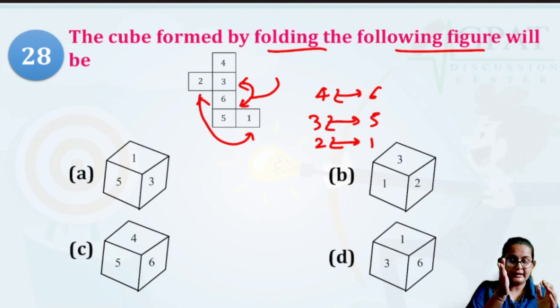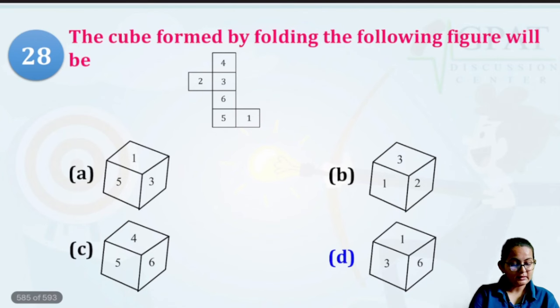2 will be folding like this, 4 will be folding like this, okay, 6 will be coming like this, then above will be 5 and then will come the 1. So based on that, which cube will be following this side? Based on the opposite category, we can find it out. So the correct answer is option D.